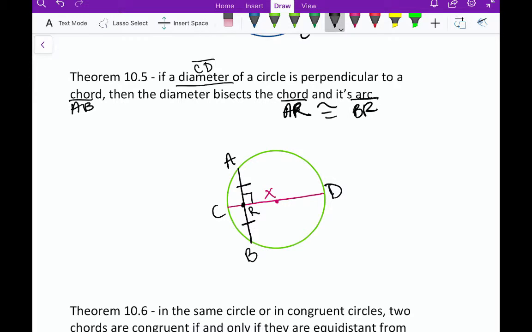So this will be congruent to that. That's what it means when it says bisect. And its arc. So what is the arc formed by chord AB? The arc formed would be arc AB. And so what this is saying is that now AC is congruent to BC, talking about the arcs. If the diameter is perpendicular to a chord, then it bisects the chord and the arc. So now I know that arc AC is congruent to arc BC, just as segment AR is congruent to segment BR.